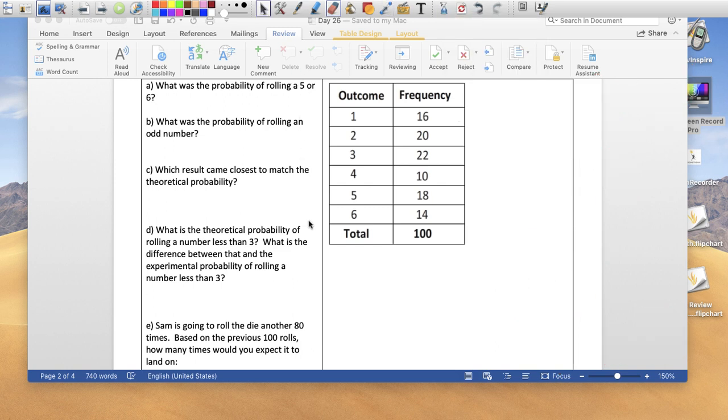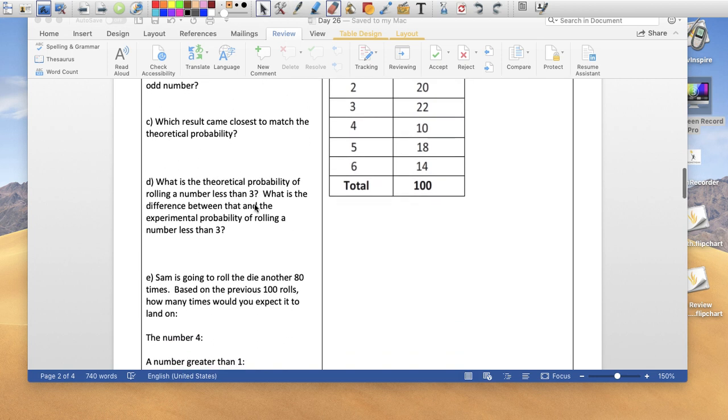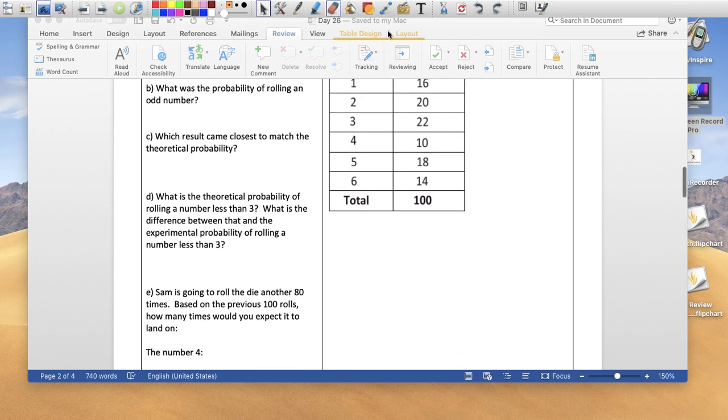Sam is going to roll the die another 80 times. Based on the previous 100 rolls, how many times would you expect it to land on the number 4? Well, it landed on number 4 10 out of 100 times in the experiment. And we're going to use that to predict how many times in the next 80 it's going to land on number 4. So we can definitely simplify things here. And the answer is 8. So out of the next 80 times, we expected it to land on 4 8 times.